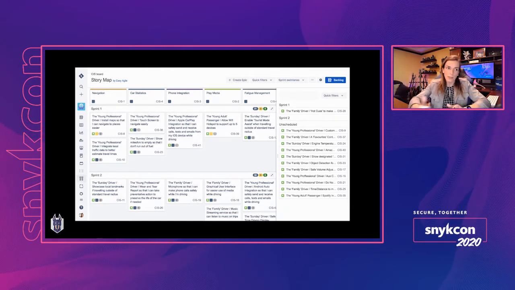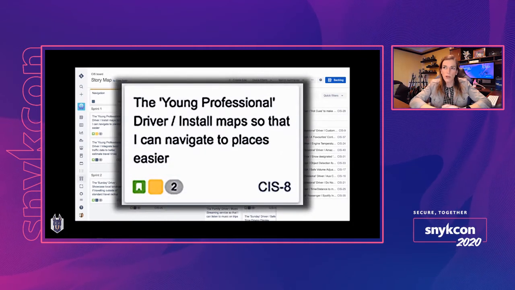So how do we do this? Let's look at this. I want to talk about how you take threat modeling and put it into a user story. And for this, I'm going to use an example. I'm going to take one of the user stories here. It's a very simple one. The young professional driver wants to install maps so that they can navigate to places easier. So let's assume we've got a mobile app similar to the mapping software that's out there from the big players.